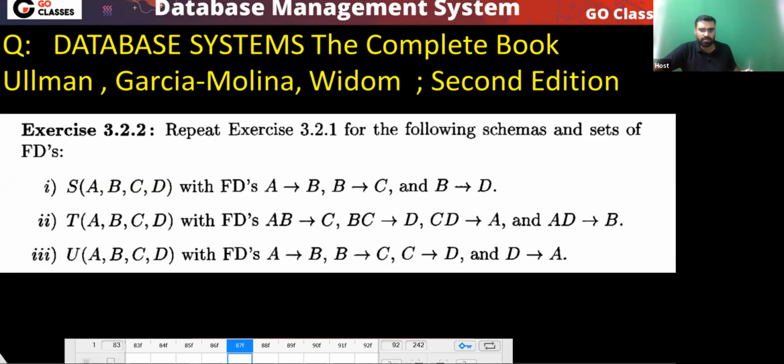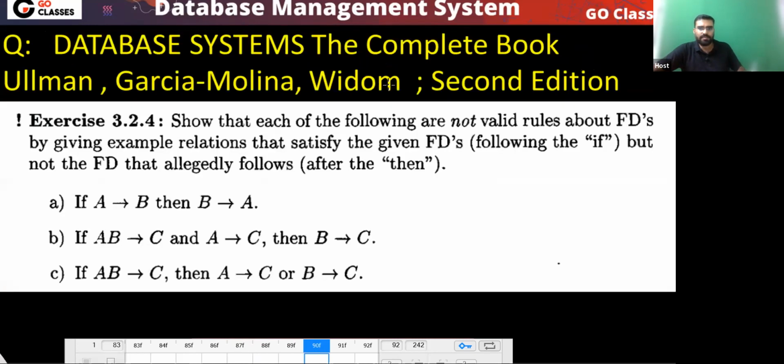Okay, let's move on now. Let's see the next question. Now the question is saying which of the following are not valid FD rules? So tell me, is this a valid FD rule? A determines B, can I say B determines A? Definitely this is not valid.